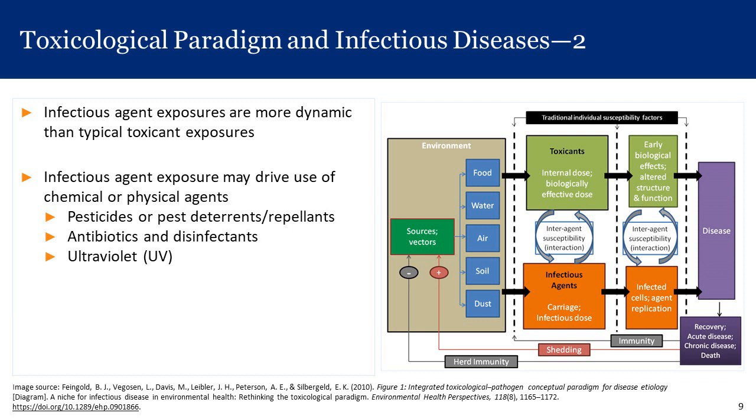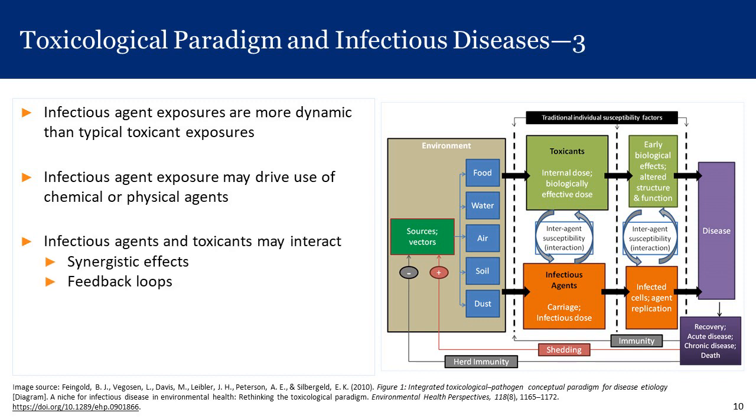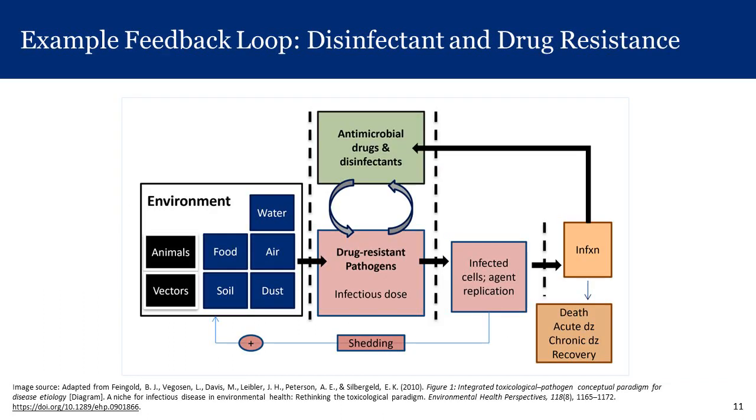And so this can lead to more exposure to chemical and physical agents as a result of the infectious agent exposure. This can be challenging because you may see interaction. This could include synergistic effects. For example, if the infectious agent targets an organ system that is the same organ system that is targeted by a hazardous chemical agent, then you might see worse disease as a result of that interaction. And you can also have feedback loops where the use of the chemical could influence the infectious agent itself. Let's look at an example of a feedback loop.